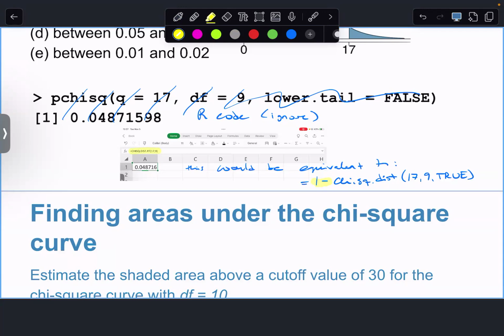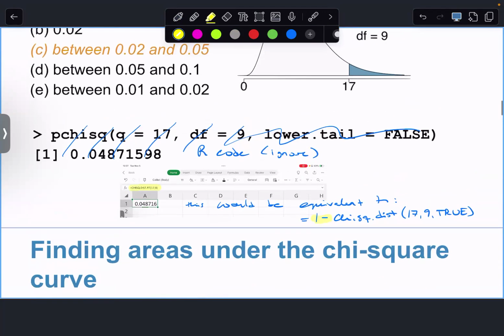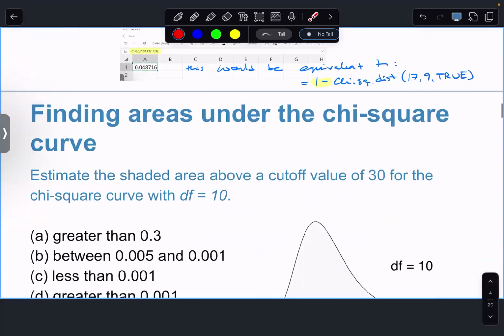Okay. Notice that the R code, although it looks scary, but I think that's mostly the font, is basically the same, right? The probability distribution of the chi-squared when Q is 17, the degrees of freedom is 9, and the lower tail is false. I get the same exact probability. Nice. We got skills.